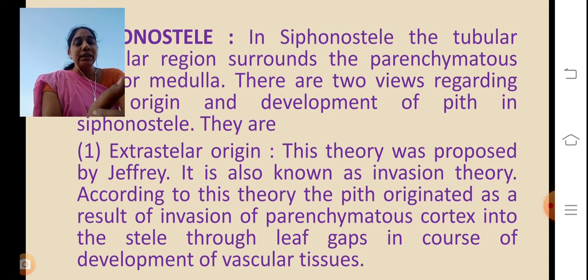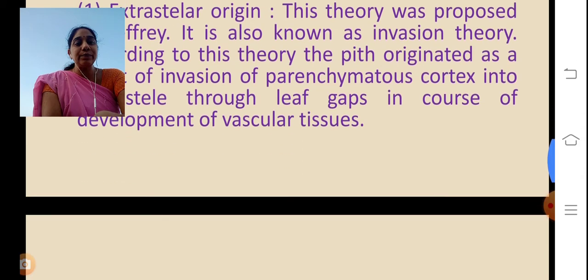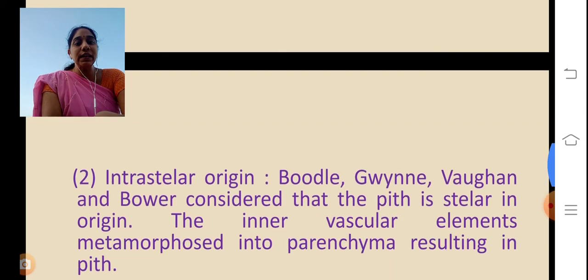So, according to this invasion theory, the pith originated as a result of invasion of parenchymatous cortex into the stele. The parenchymatous cortex entered into the stele through leaf gaps. So thereby these siphonosteles were originated. Okay, this is one theory.